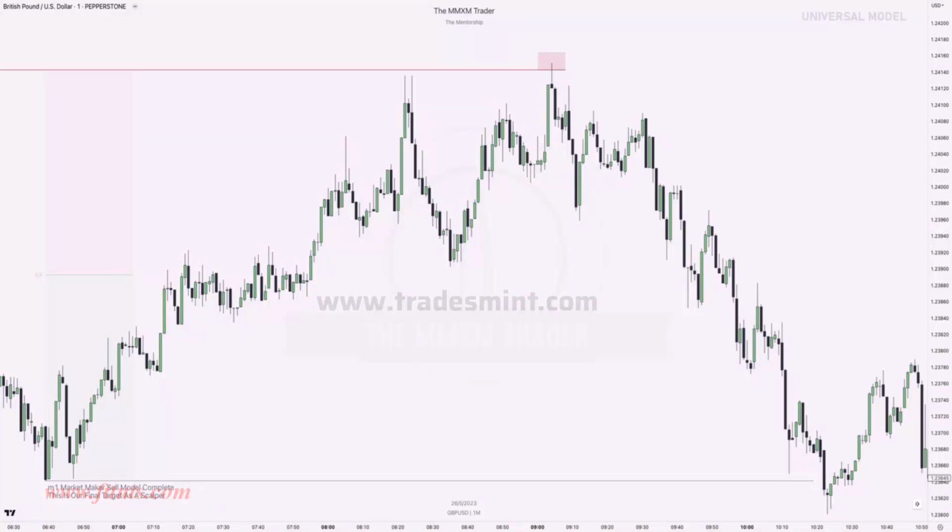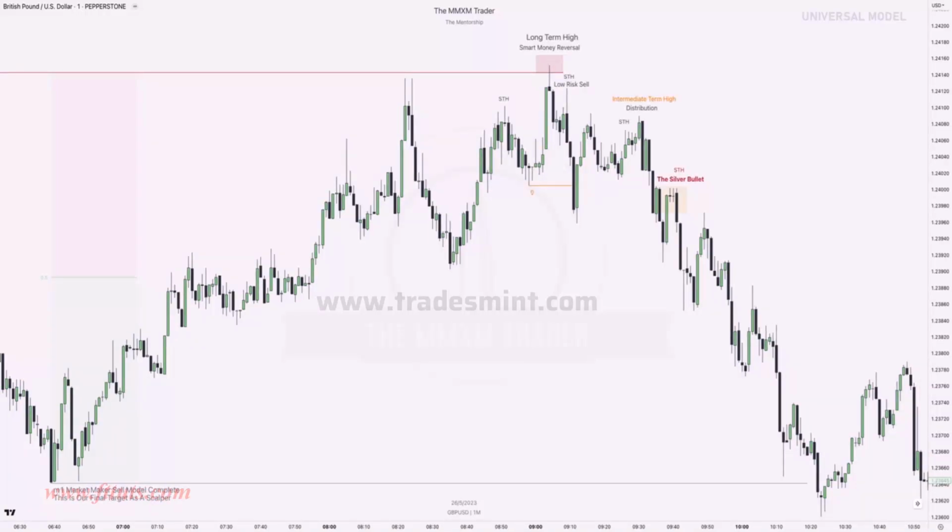Do you see what is forming over here? I'll give you a hint. Think about the second stage of distribution. We've got that silver bullet formed. So we have that short-term high, longer-term high, and a short-term high to the right of it, that low-risk sell. We break structure, and once again we have that short-term high here, intermediate term high formed here, and then that silver bullet forms in that second stage of distribution. So multiple areas where you can get in, but this is the silver bullet area.